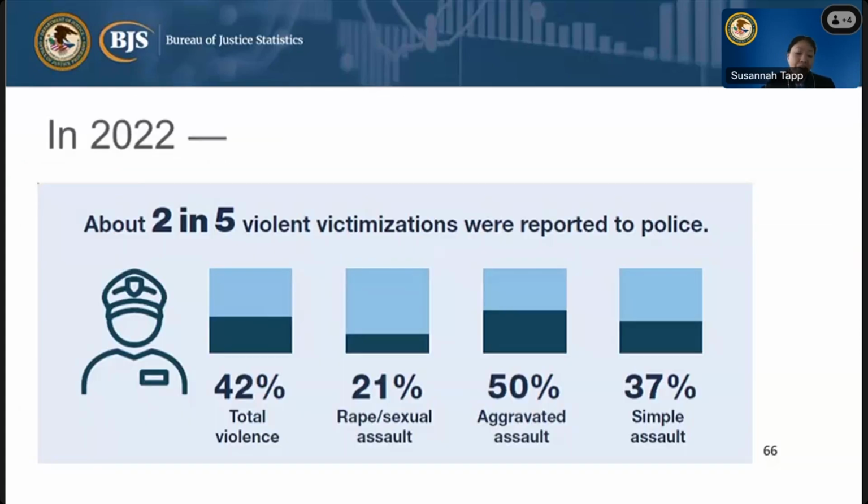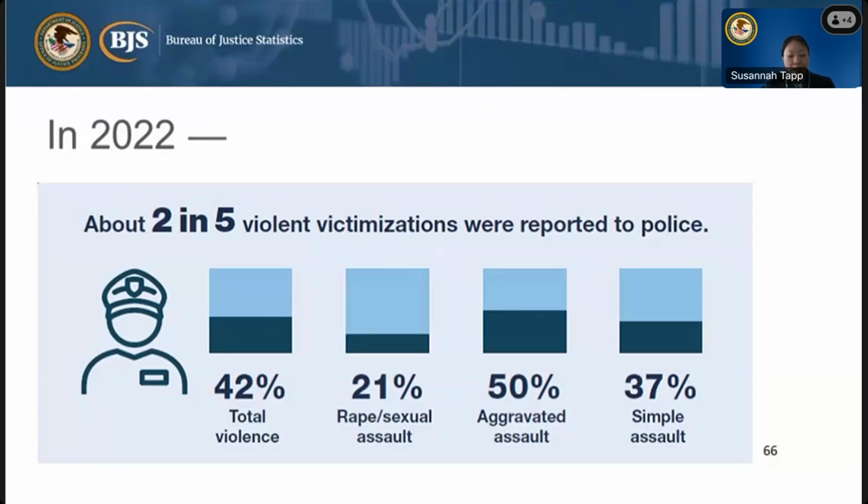I mentioned earlier that the NCVS includes crimes reported and not reported to police. And if you're wondering who would not report a crime, victims may not report a crime for a variety of reasons, including fear of reprisal or fear of getting the offender in trouble, believing the police would or could not do anything to help, believing the crime was a personal issue, or that it was too trivial to report.